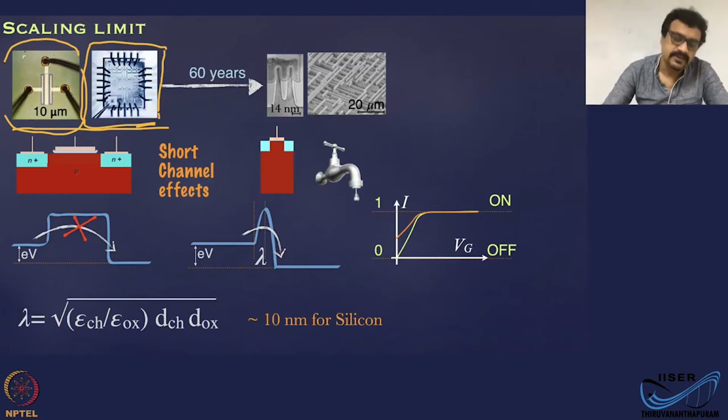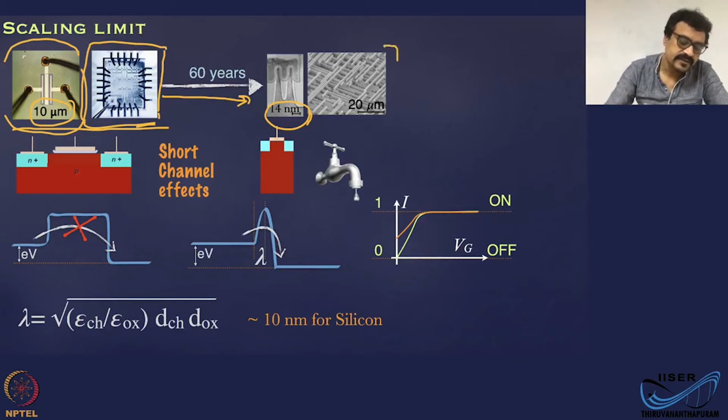What I want to point out in this case is, if you look at the size reduction which has happened over 60 years, we have gone from approximately 10 micrometer for the dimension of the structure to something like tens of nanometer. That means 1,000 times smaller, okay, the lateral size.